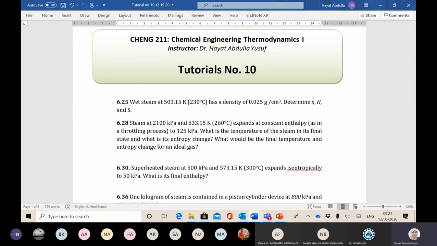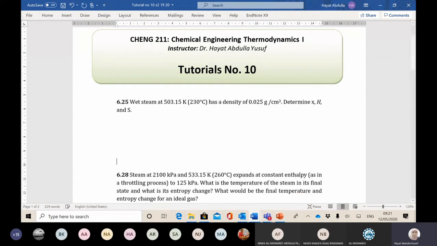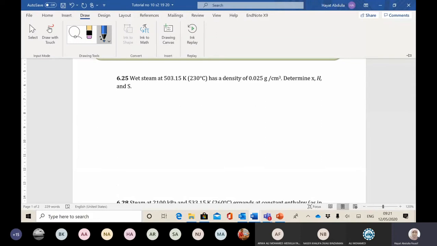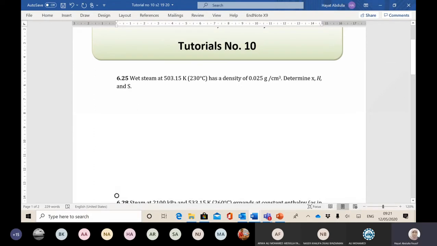According to the question, we have wet steam. Now, we have to be careful here. The word wet steam, wet means what? The word wet simply means that it is saturated mixture. So this is the first thing you have to know.